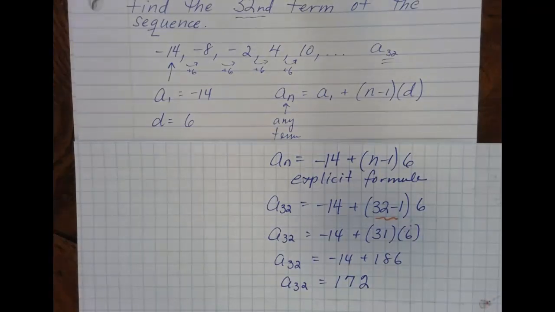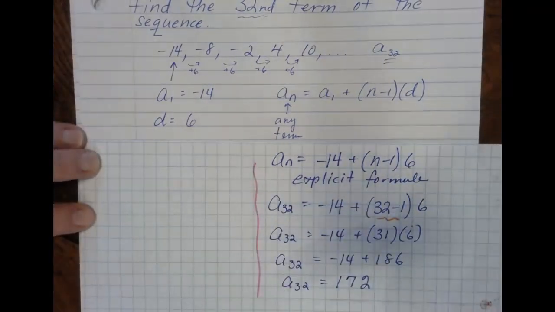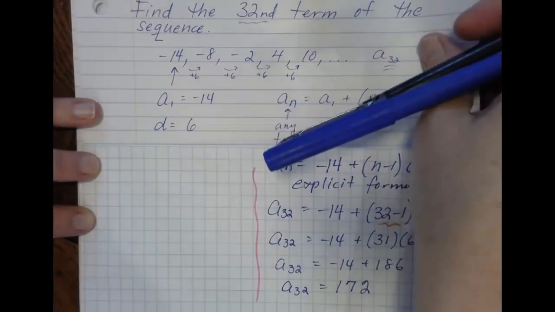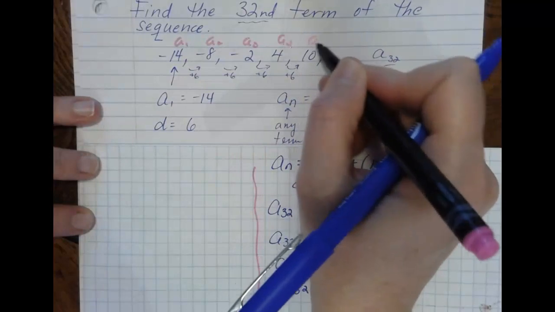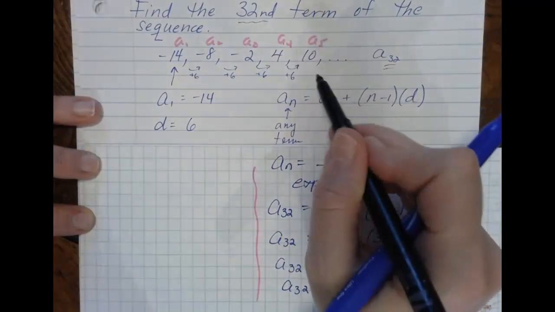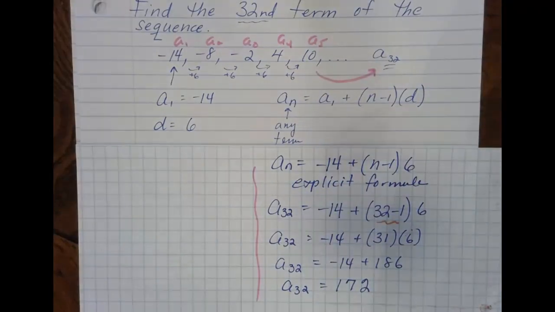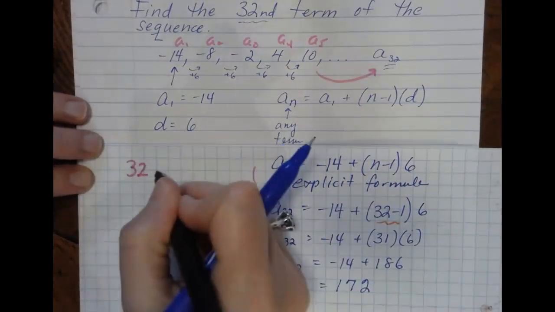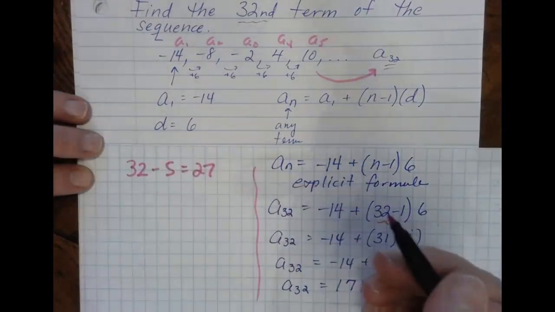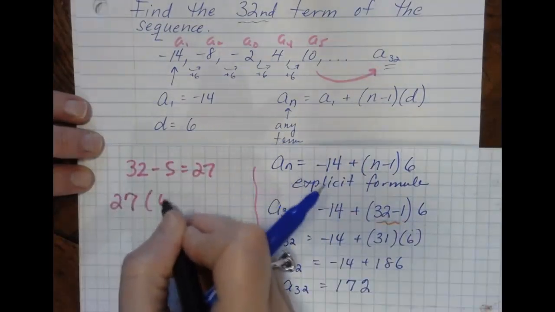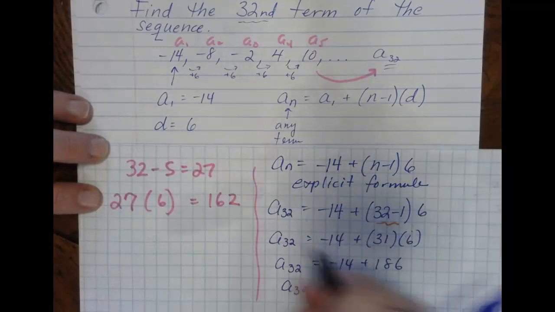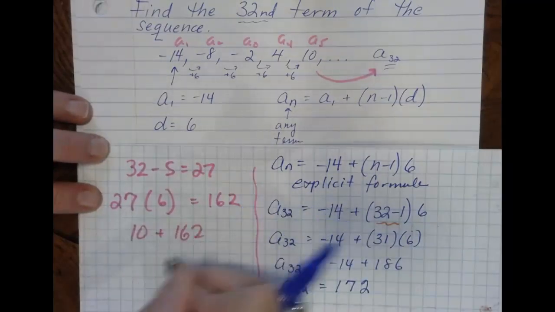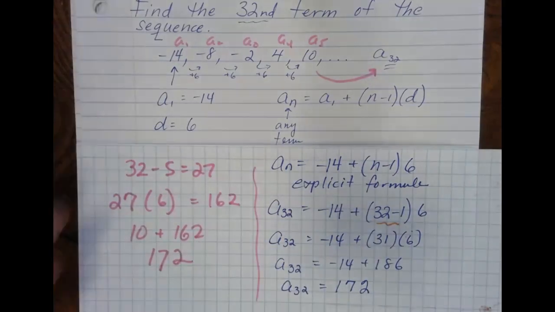Now somebody's saying, there's got to be an easier way, Mrs. Hendry. Well, there is another way. I don't know that it's necessarily easier, but here's what we also can do. If this is a sub 1, this is a sub 2, a sub 3, a sub 4, a sub 5. If we're trying to get from a sub 5 to the 32nd term, well, 32 minus 5 is 27. And 27 times 6 is 120 plus 42, 162. So 10 plus 162 equals 172.